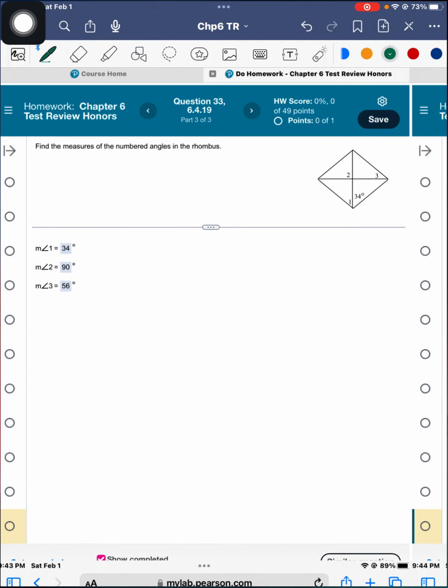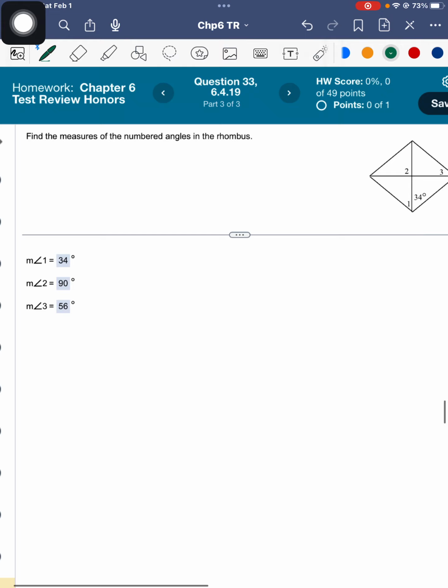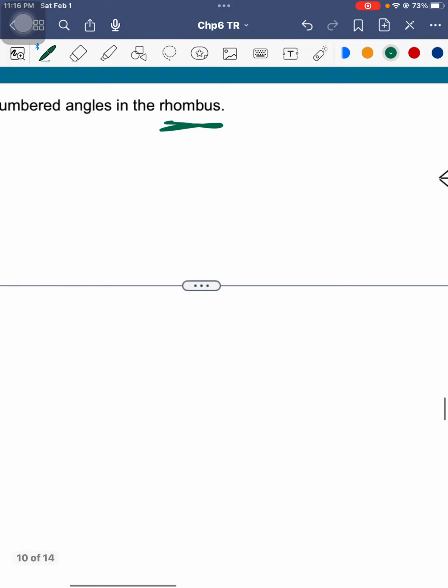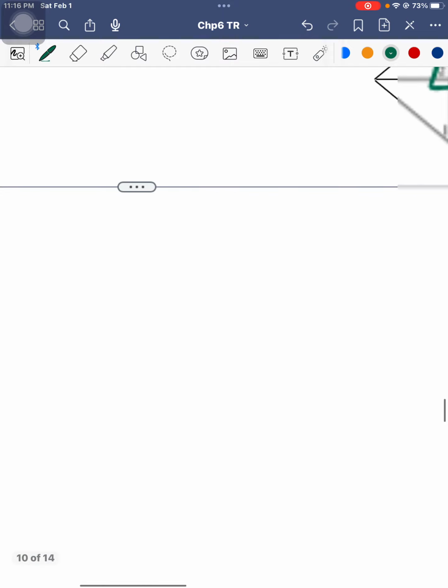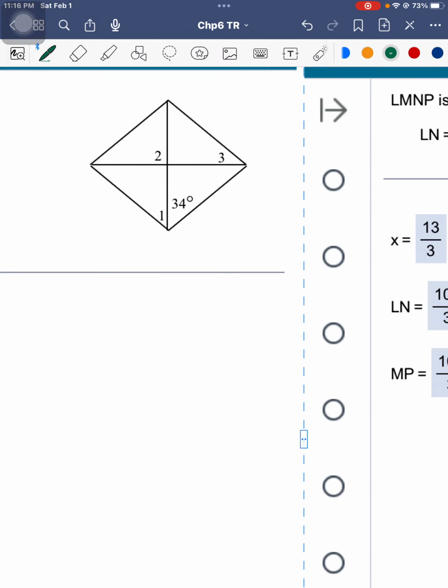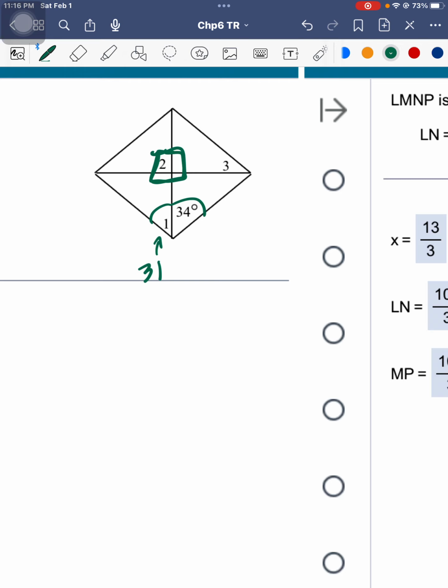Find the measures of the numbered angles in the rhombus. All right, well, 2 is easy because we know that in a rhombus, the diagonals intersect. The diagonals bisect perpendicularly. So 2 is 90, perfect. Okay, so if this is 34, this one also has to be 34 because the diagonals in a rhombus bisect the angles. So now, once again, like we did before, this entire angle plus this entire angle equals 180.